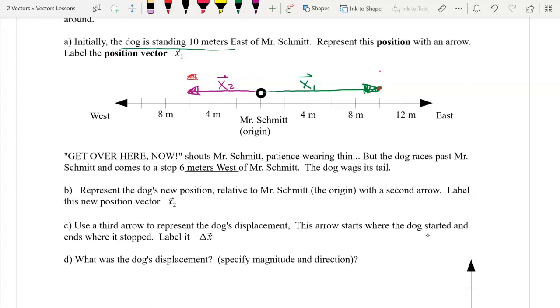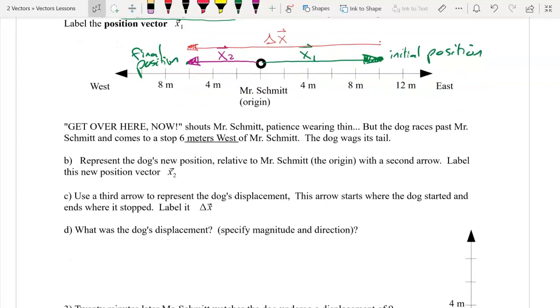When we represent vector sums and differences in one dimension, we'll make the vectors parallel to each other instead of right on top of one another, so it's easier to see. But there you have it. I've represented the displacement, the change in position, and note that it extends from the head of vector x1, the initial position, to the head of x2. Right here is the initial position, and right here is the final position.